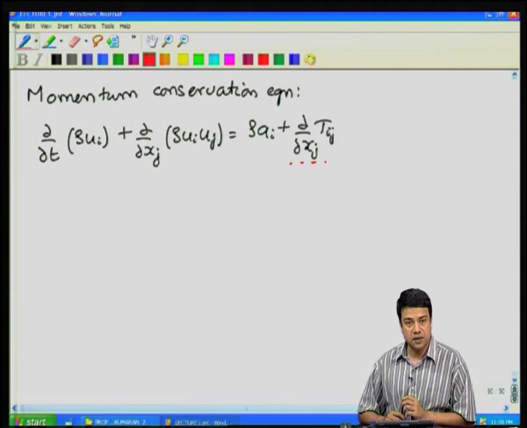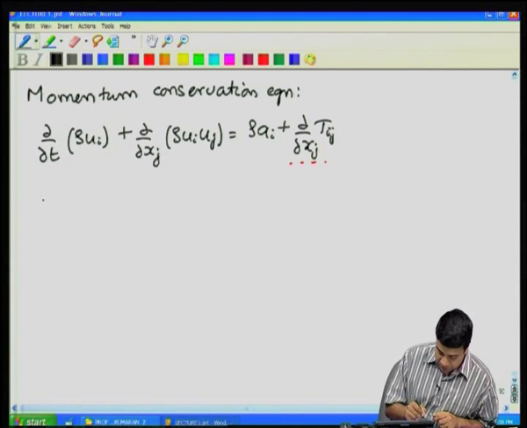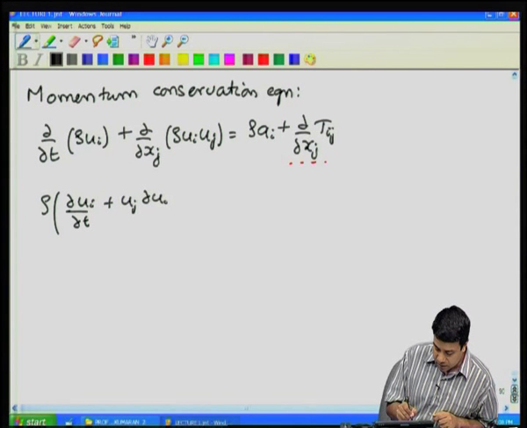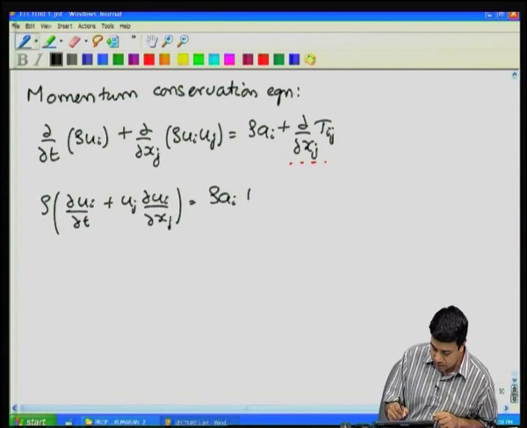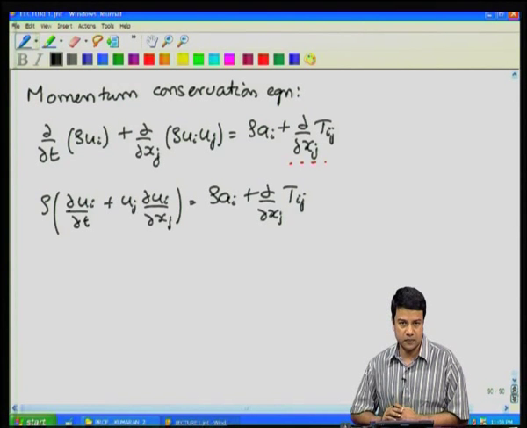Okay. I had also shown you that this can be written by combining this with the mass conservation equation. This can be written as rho times partial ui by partial t plus uj partial ui by partial xj is equal to rho ai plus d by dxj of tij. So, that was my momentum conservation equation.